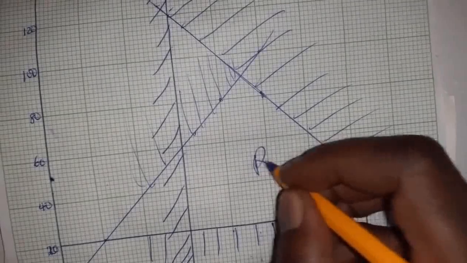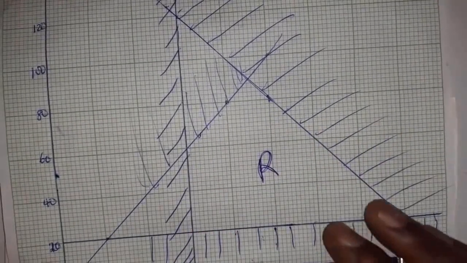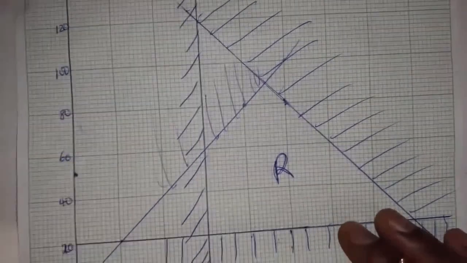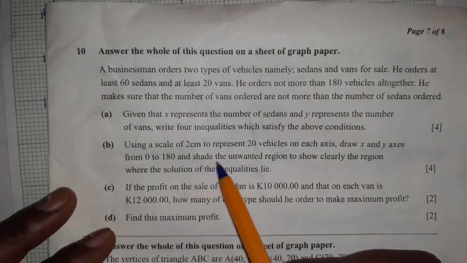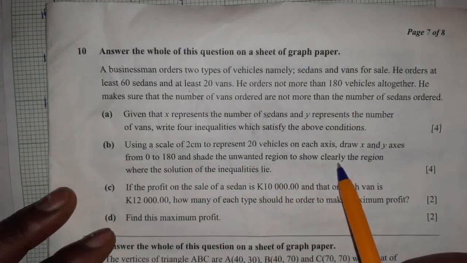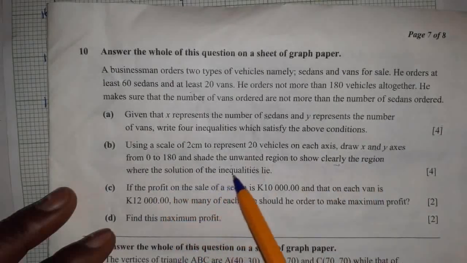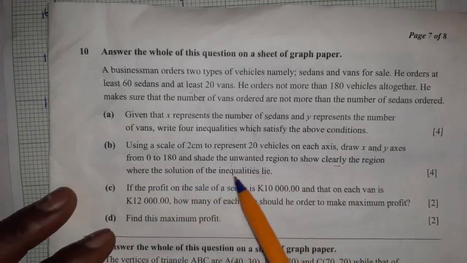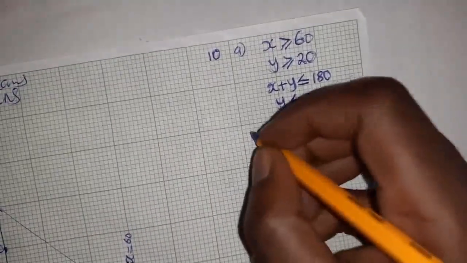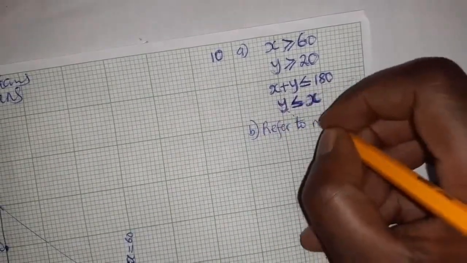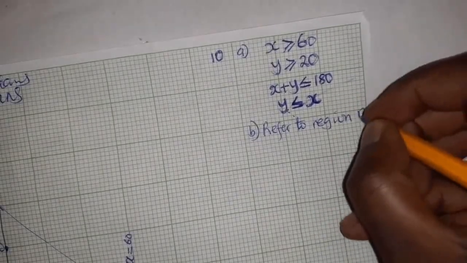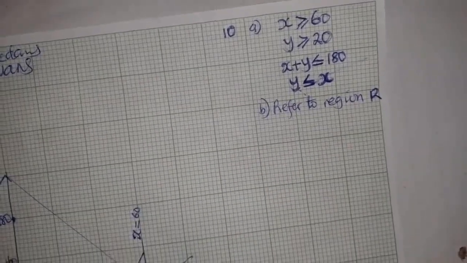So you see the region that we want is going to be this one here. Okay, so to answer this question, which says shade the unwanted region to show clearly the region where the solutions of the inequalities lie, we can come back here and say B, and come back here and say B. We can say refer to region R. Okay, refer to region R.